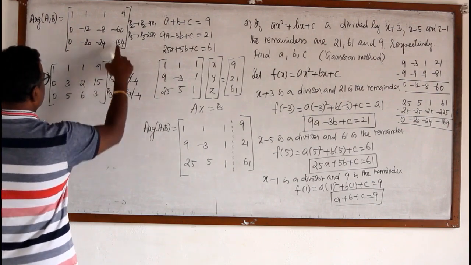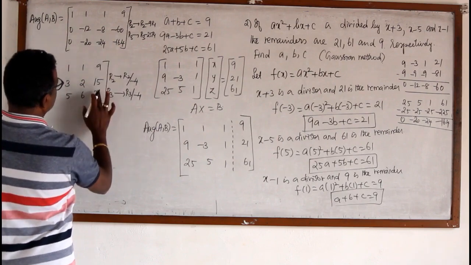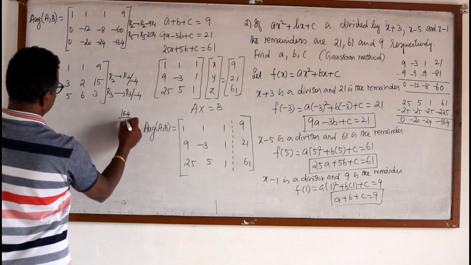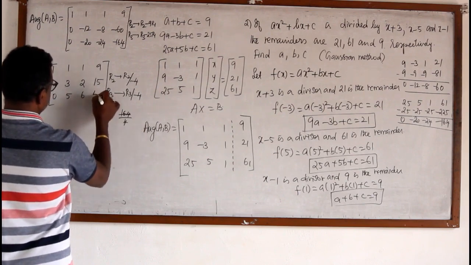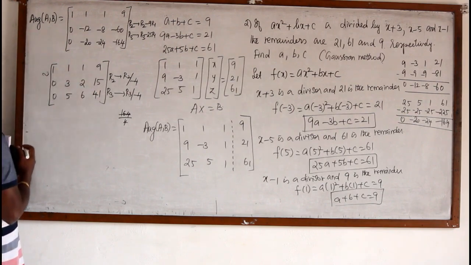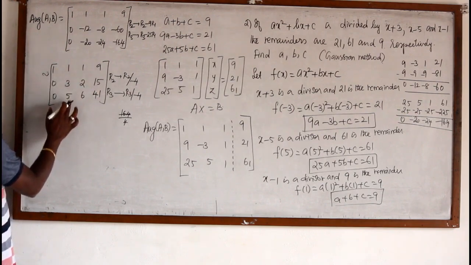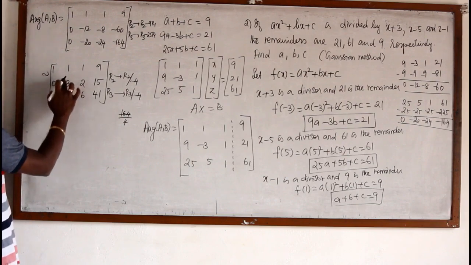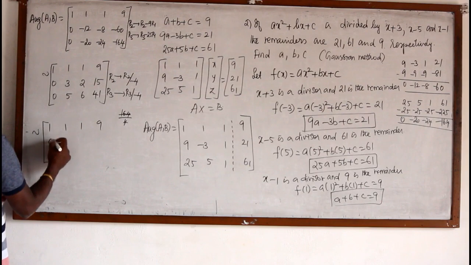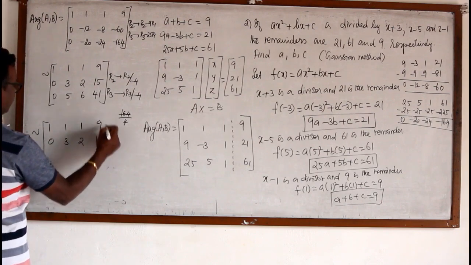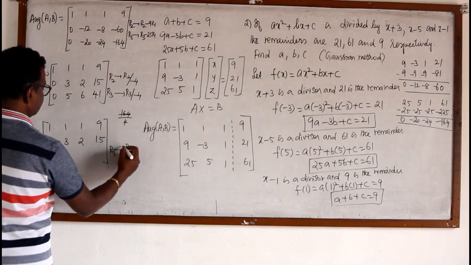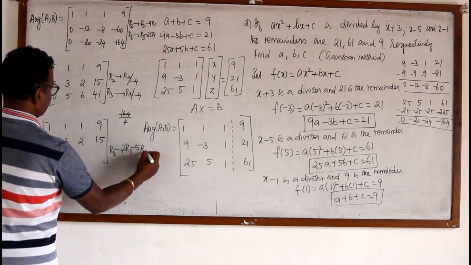3 times 12, remainder 44, 164 by 4, 4 times 41. So now I got a matrix of this form. Now this 5 must become 0. So shall I multiply this one by 3 and this one by 5? That is 1, 1, 1, 9, 0, 3, 2, 15. R3 is written as R3, that is 3R3 minus 5R2.